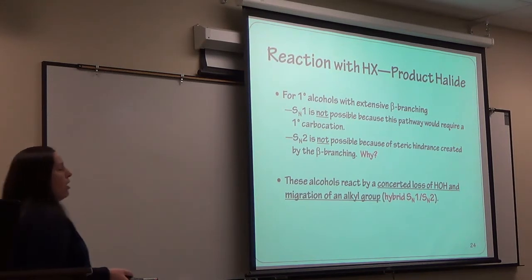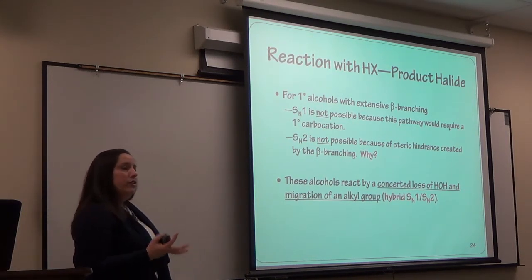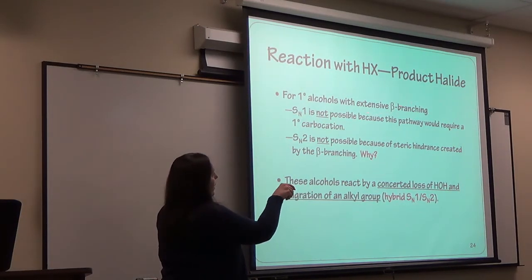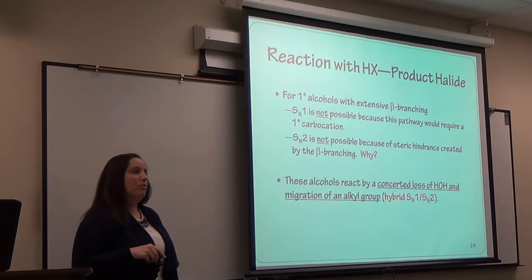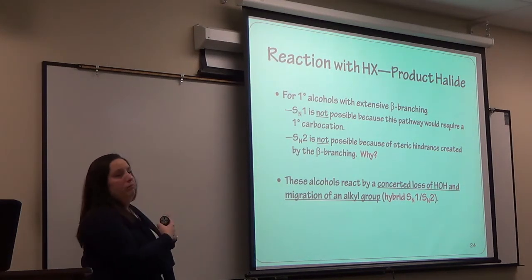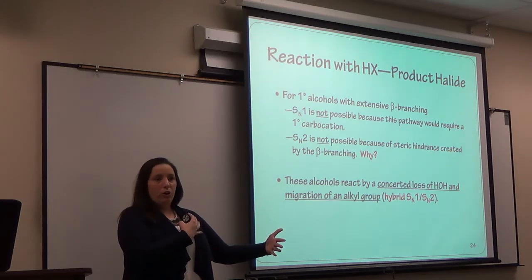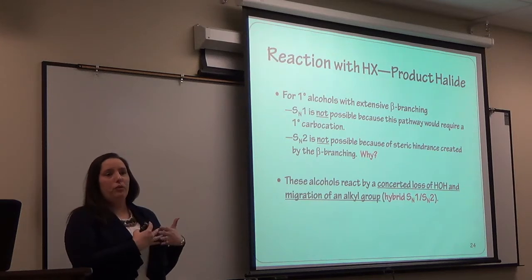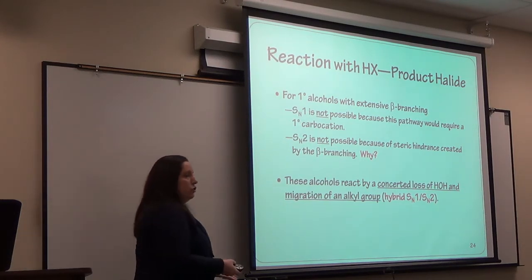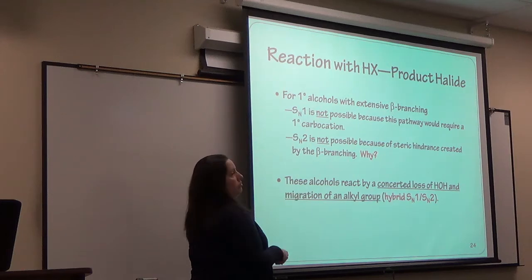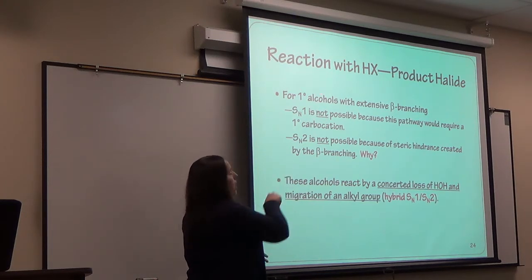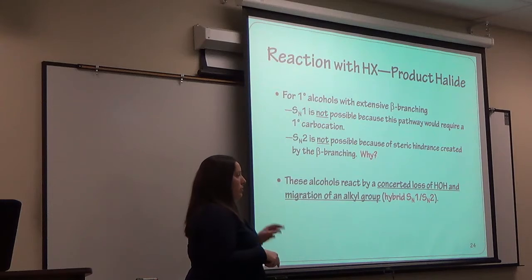So for primary alcohols, you're going to consider Sn2 as the mechanism. However, if you have beta branching, that becomes an issue. Remember, that's when you have a bulky group attached to your primary carbon, so that makes it hard to attack where you need to, which is from the back side. So Sn2 is not possible. Just explained why. The backside attack is not going to happen very easily. Sn1 is also not possible, because Sn1 is for tertiaries.